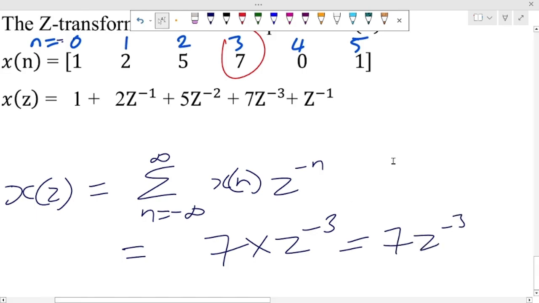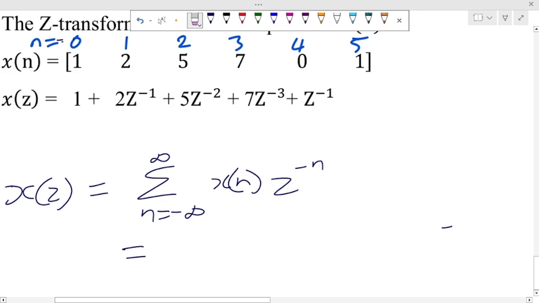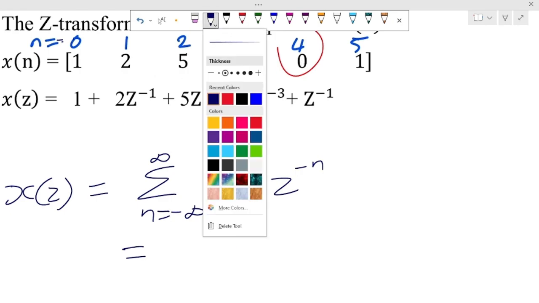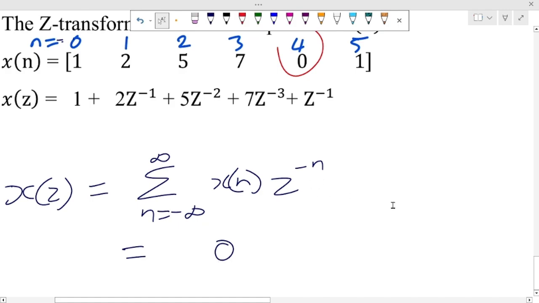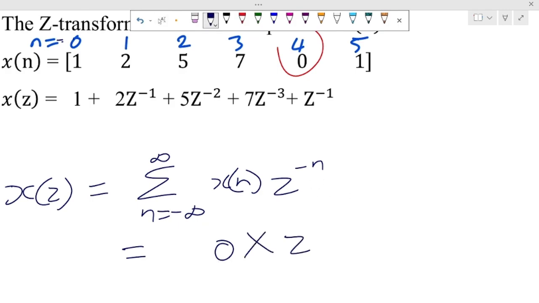Okay, and then the next one, which is what we have here. Beautiful. So take this guy out. So now the next one is this. Okay, so x of n is what? 0 now, meaning here will be 0. That's for this part here, 0. Then times z raised to the power what? What do you have here? N is what? 4. So here will be 4.